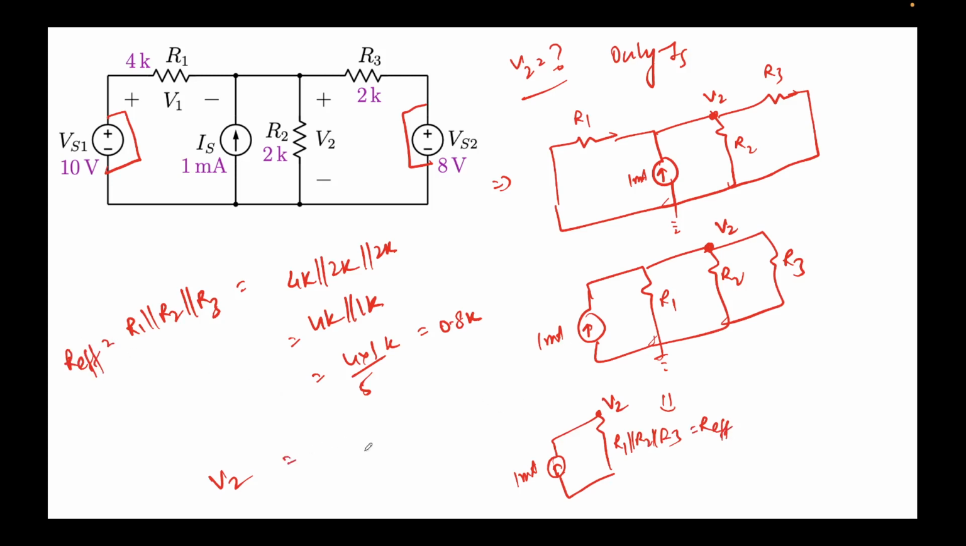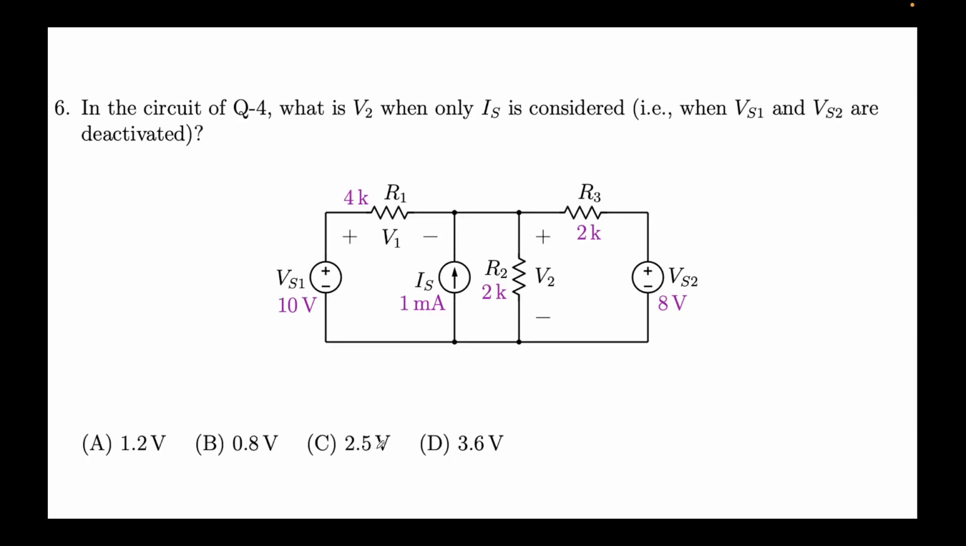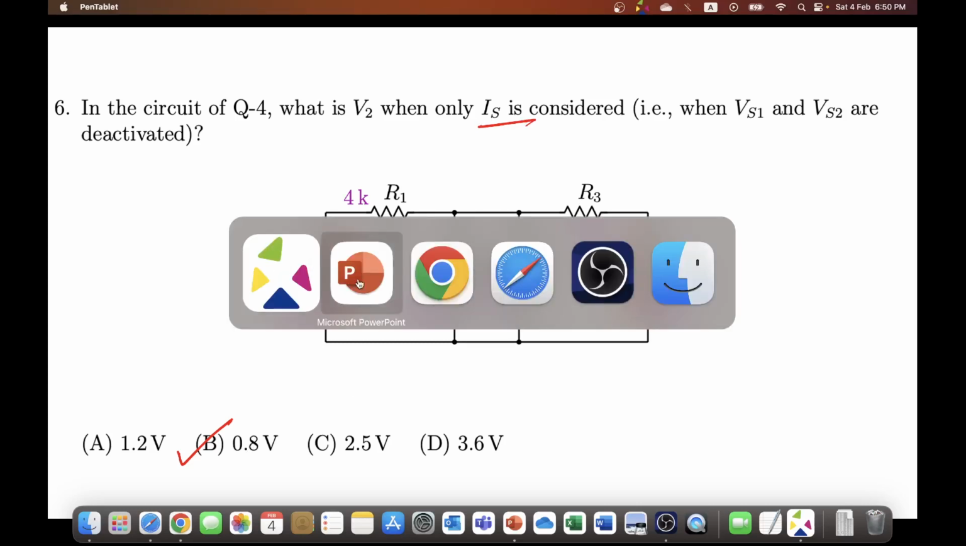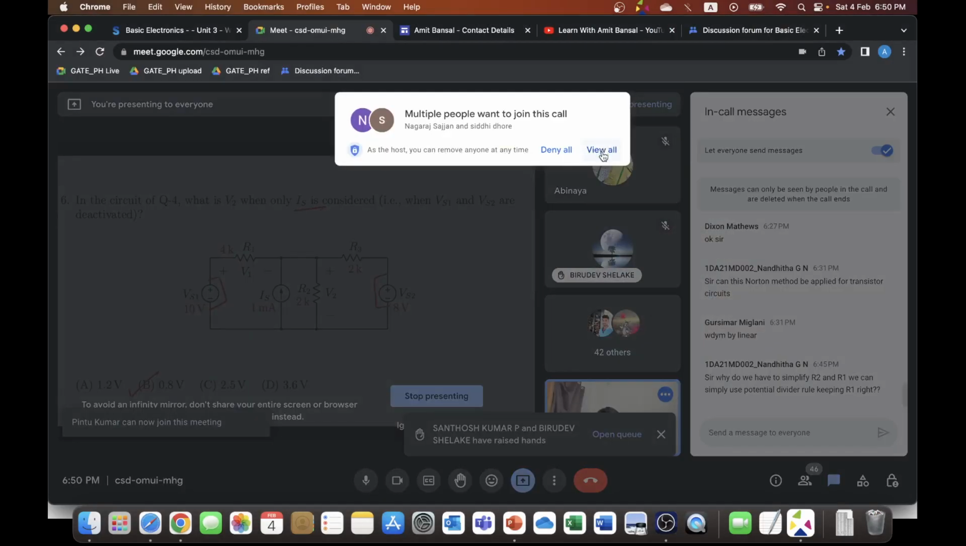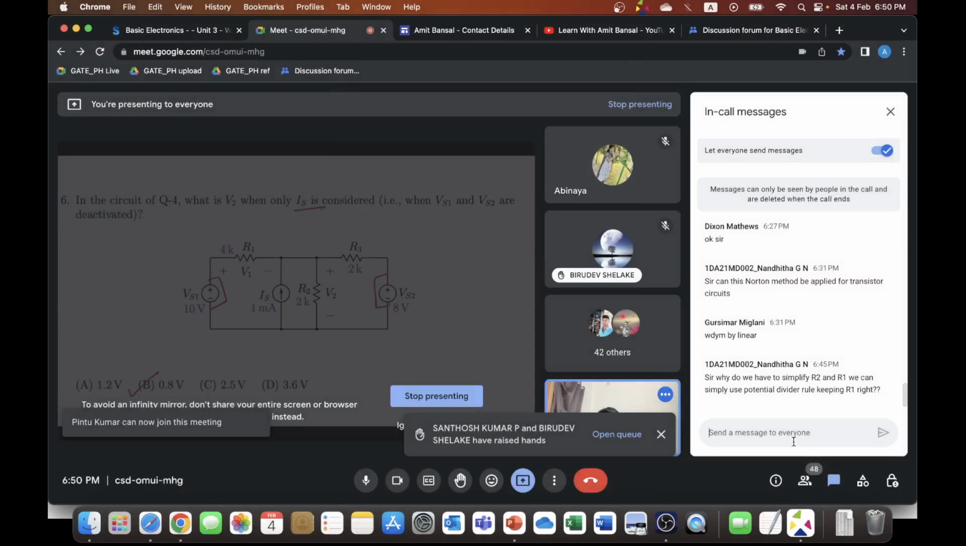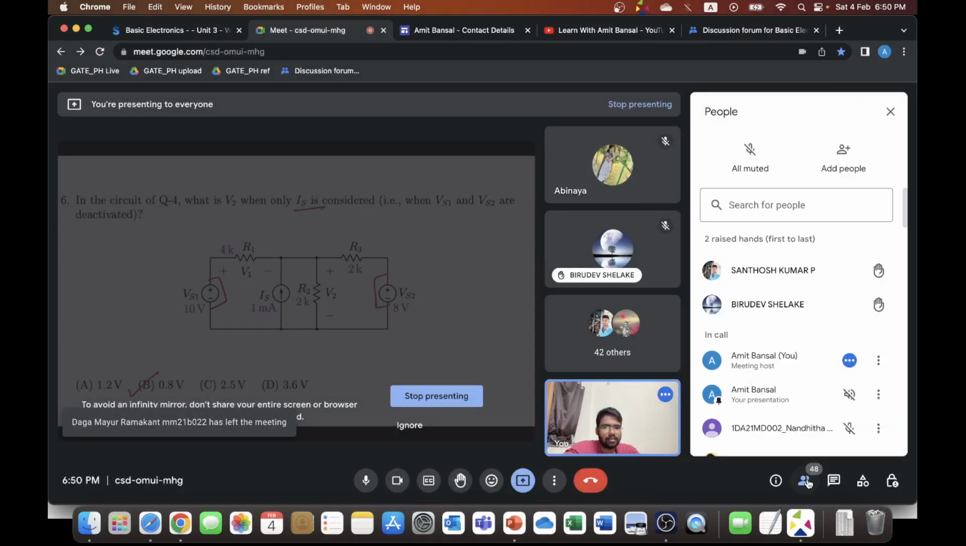V2, if you simply apply Ohm's law across this effective resistance, will come out to be 1 milliamp times 0.8K. This will come out to be 0.8 volts. K and milliamps get cancelled. So is it the correct answer? Option B, yes. So we are getting 0.8 volts, not 0.8 millivolts. Again, only I is concerned. So this was shorted, and then we saw R1, R2, R3 coming in parallel, and we simply applied some algebra to solve the problem.